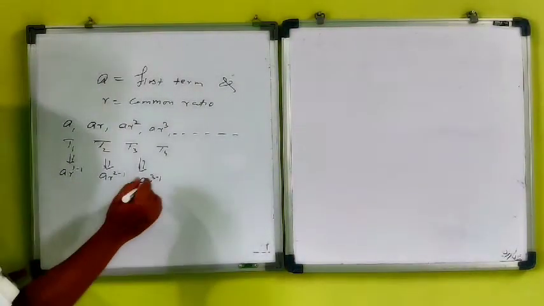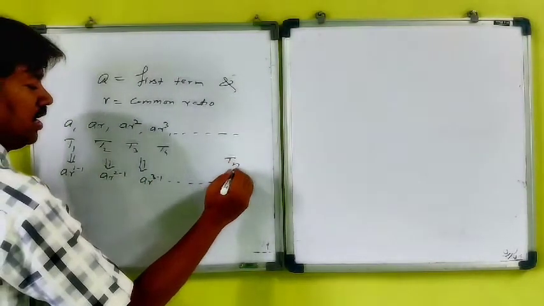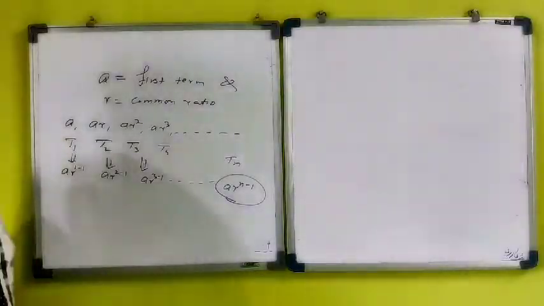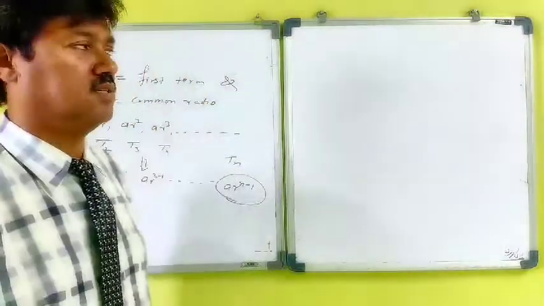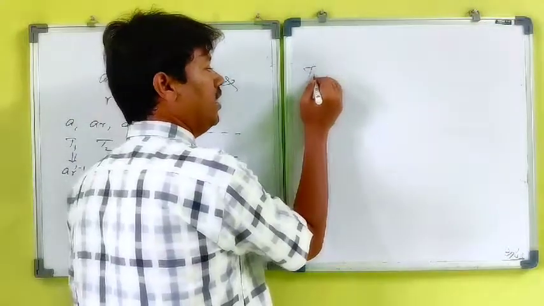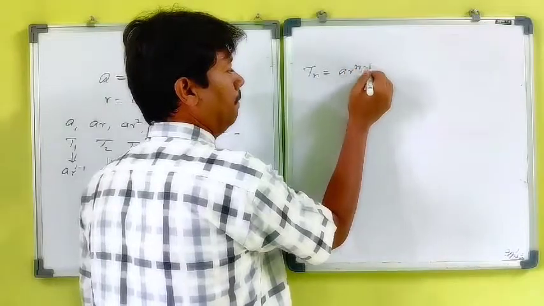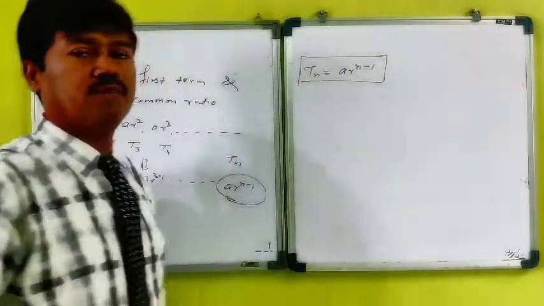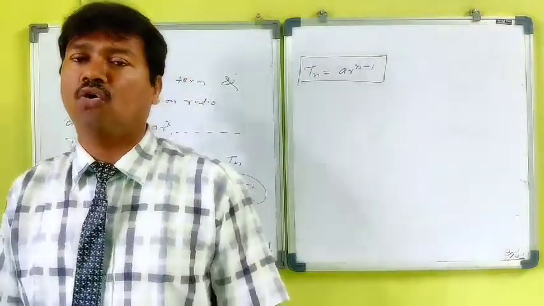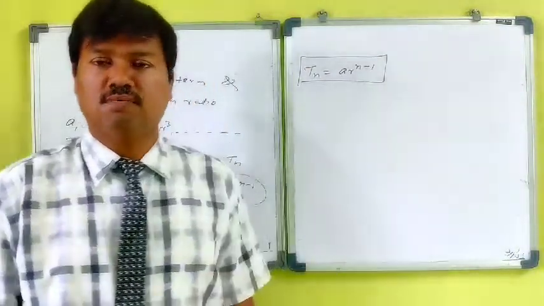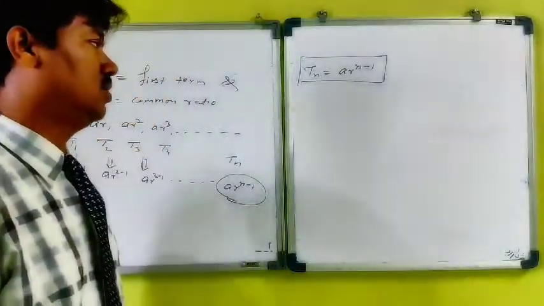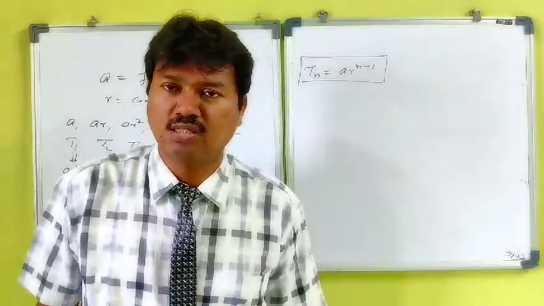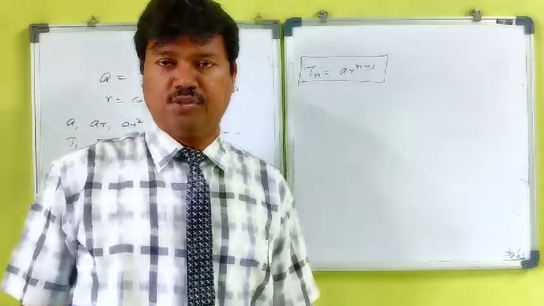So in general, Tn should be what? A R raised to n minus 1. The nth term in a geometric progression is always given by Tn is equal to A R raised to n minus 1. That is the formula, where A is the first term and R is the common ratio between the terms. That is the formula to find the nth term or general term of the geometric progression.